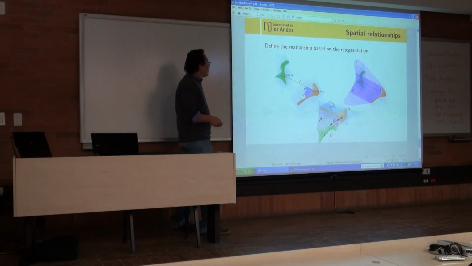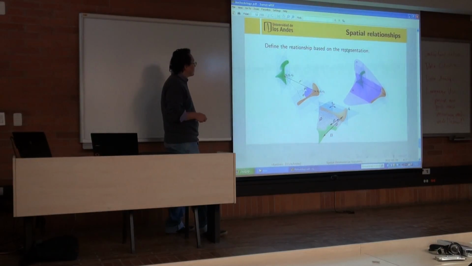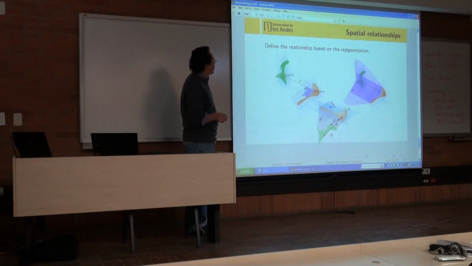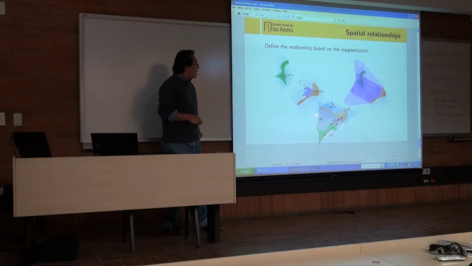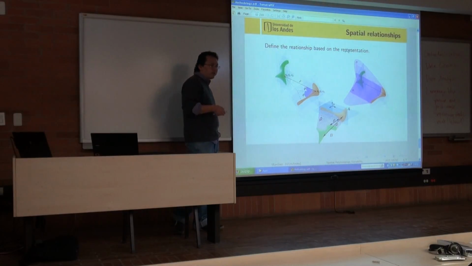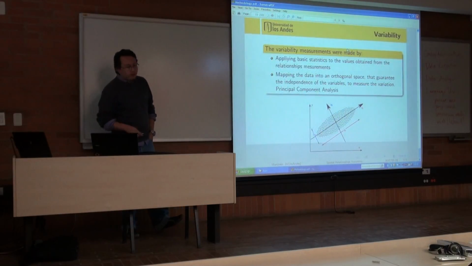Then we can define simple spatial relationships like the direction between points or the distance between points. Also, we can take the surface and see the projection from one surface to another to measure the direction one more time. Also, we can use the frequency of distance between points, or the distances or the angles between points of each surface, to define what is the relationship between them.